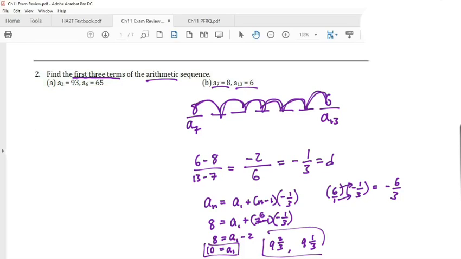My solutions are wrong? Okay, I'll fix them. Same process for 2A, guys. Same process.